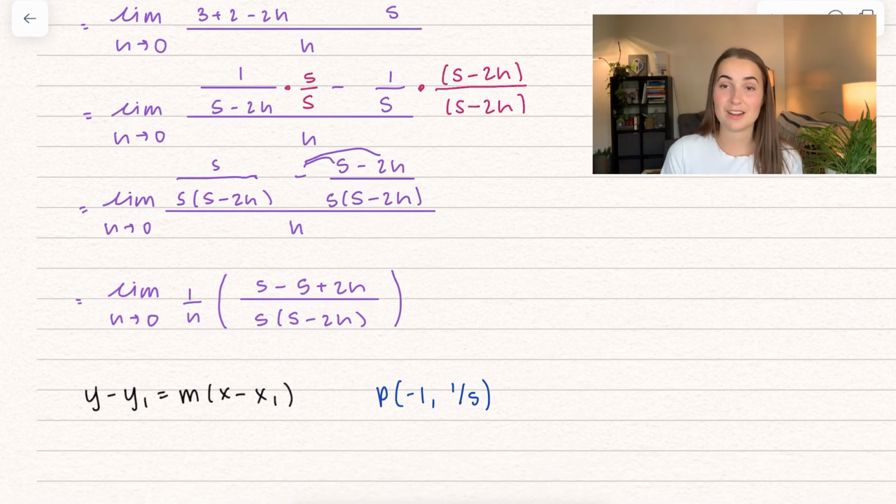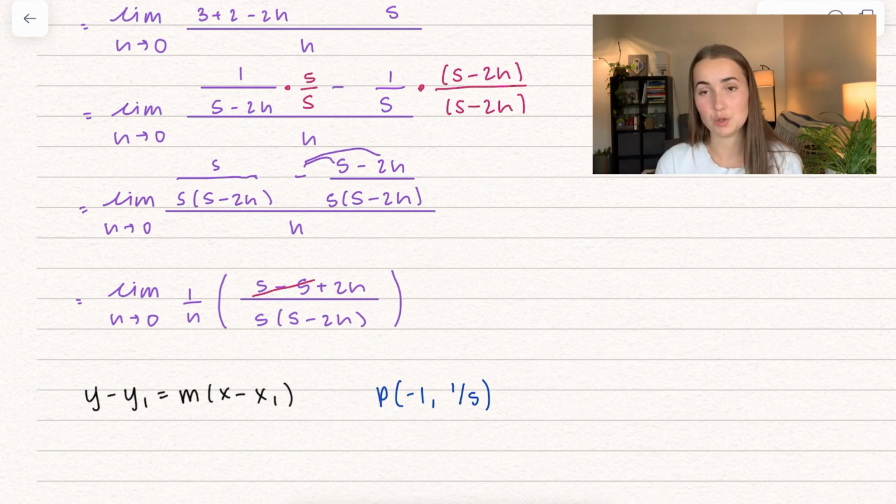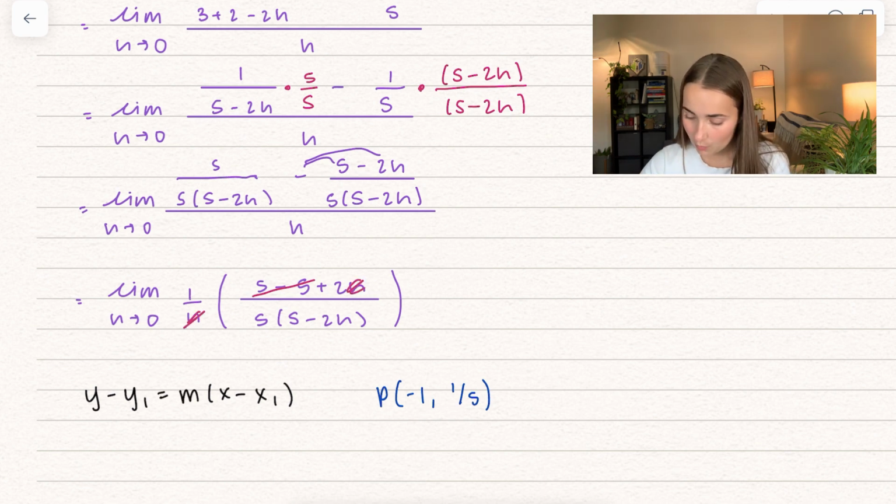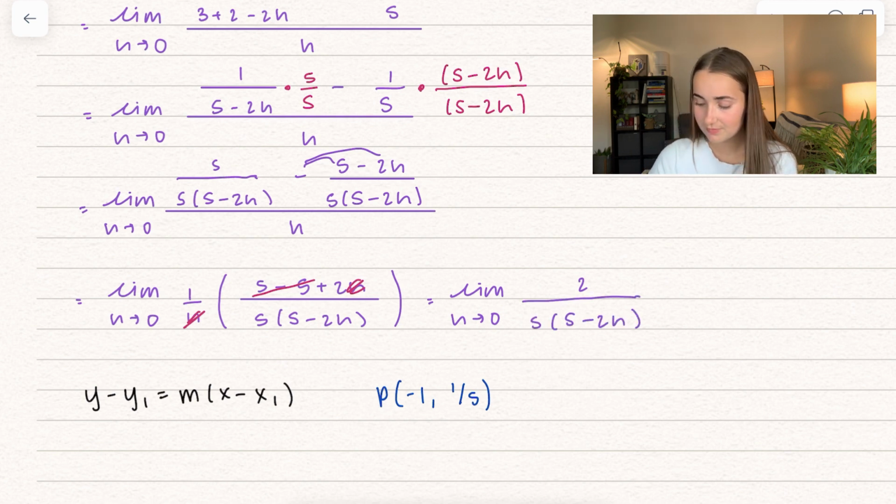So notice here we're going to have some things that cancel out. First, the 5 minus 5s are going to go away, and now we just have a 2h in the numerator. Notice here that these h's actually divide out. So what we're left with is the limit as h approaches 0 of 2 in the numerator, and then we have that 5 times 5 minus 2h.